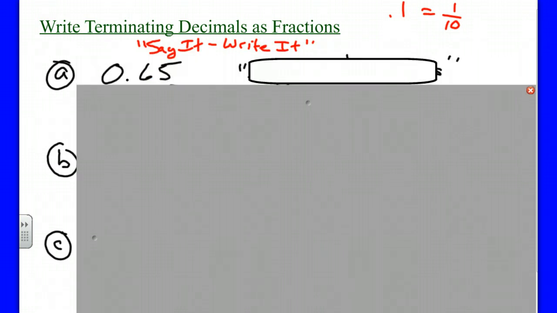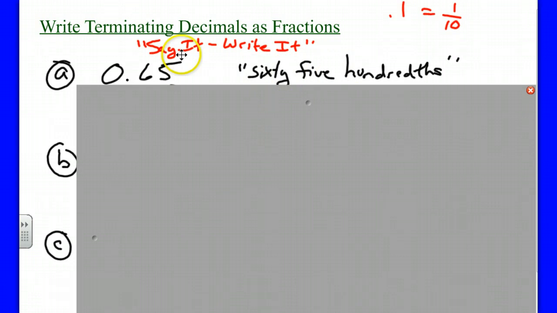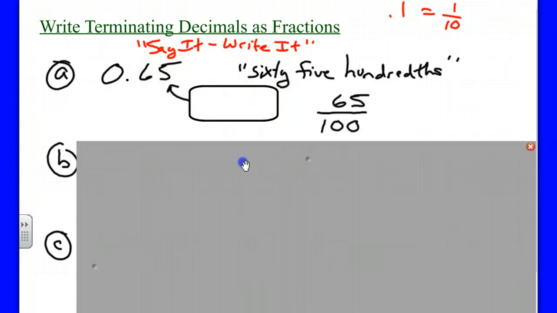So here's example A. Can you say this for us, Alex? 65. Well, you're actually going further than, if you were to say it as a decimal, you would say 65 whats? Hundredths. You're actually already taking it to a fraction, what you said, right? So he said that this equals 65 over 100, and that's because if we just say this decimal, we always name the entire number that follows the decimal, and then name the place value of the last digit, so 65 hundredths.